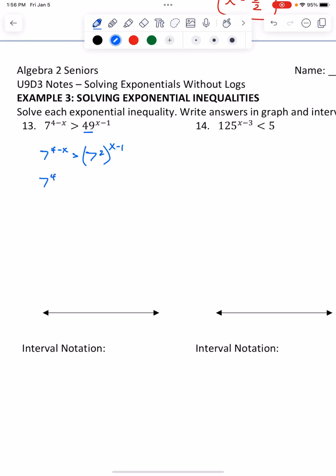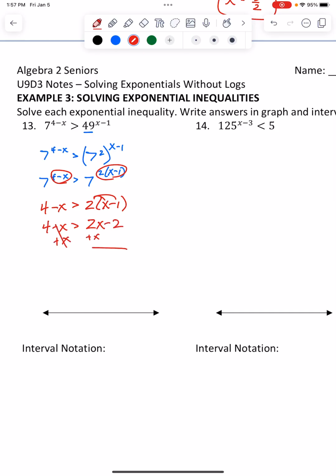So to work with this, right, we have a power to a power. So we need to take 2 times x minus 1. Okay? And now that our bases are the same, our exponents also have to be the same. So we're going to go 4 minus x is greater than 2 times x minus 1, and we're going to solve this. So we got to distribute, get our variables on the same side. Add this 2 over.